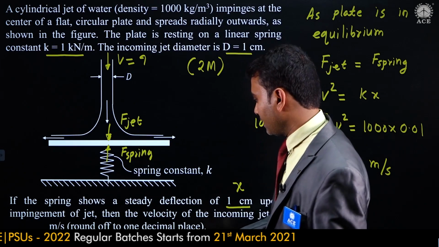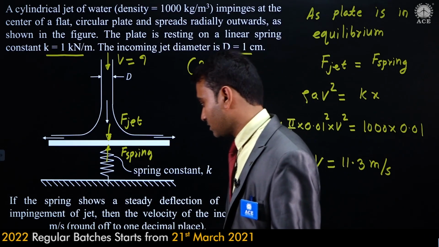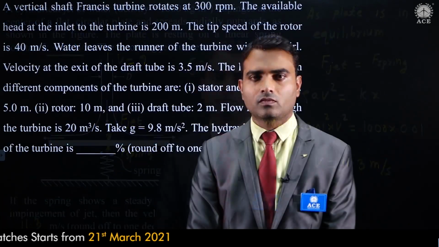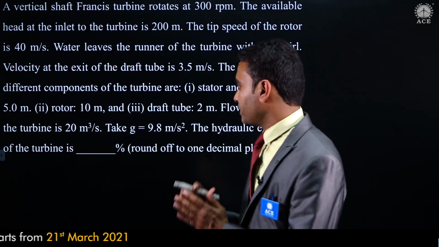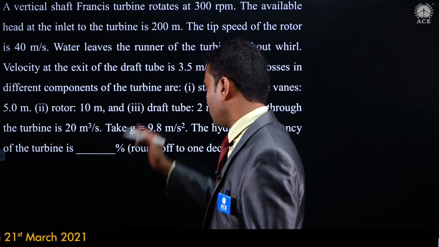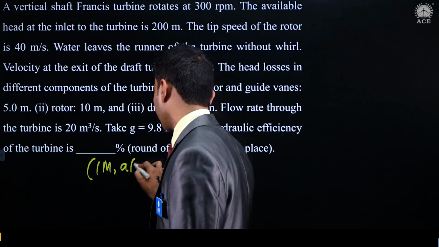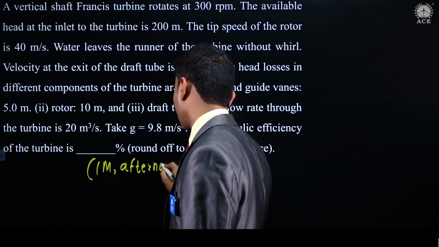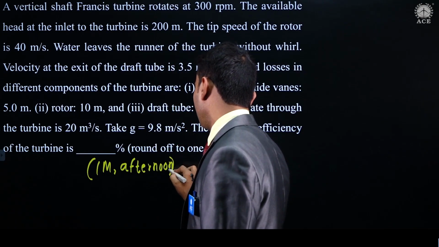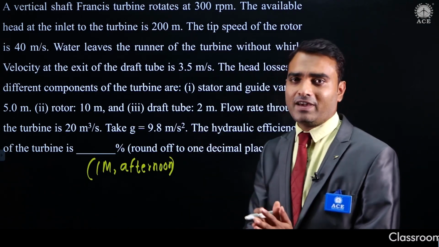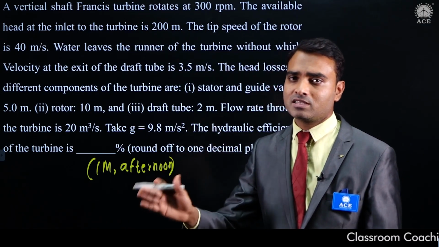So here you have to write the answer rounded to 1 decimal place. That is the answer you should enter: 11.3. Now we'll discuss questions which were asked in the afternoon session. This question was asked in the afternoon session for 1 mark. Even though it was asked for 1 mark, it is not a very easy question. In fact, such a type of question was not asked before.